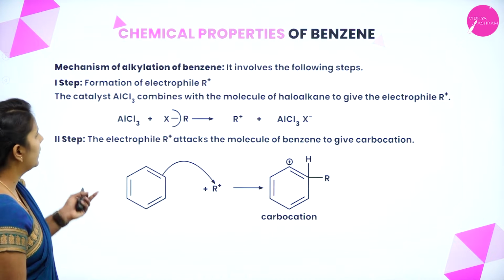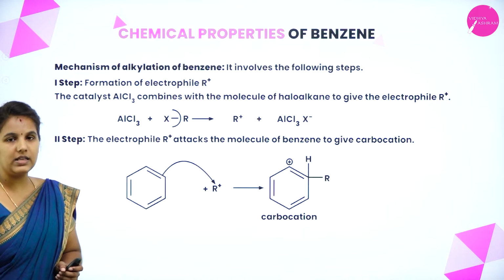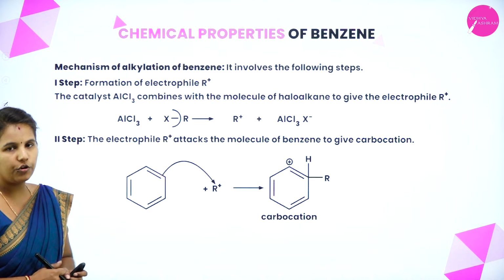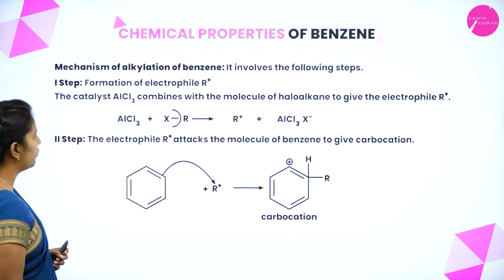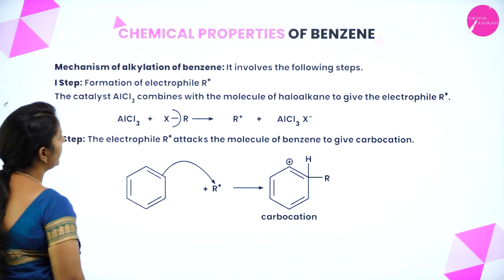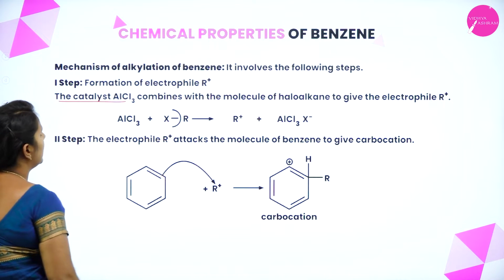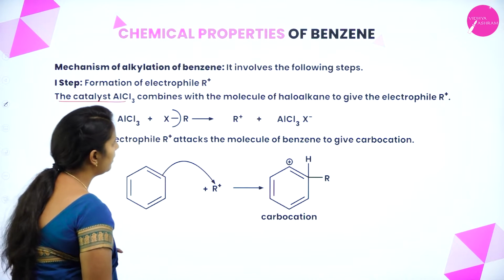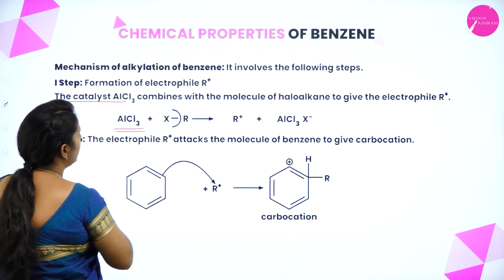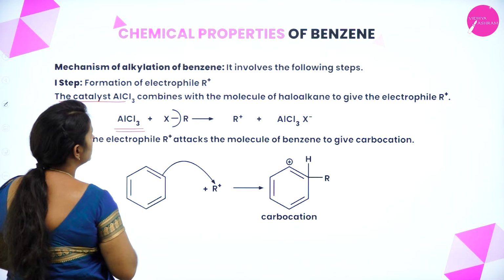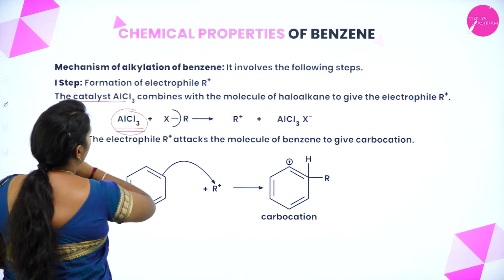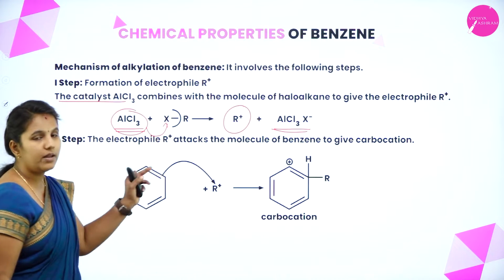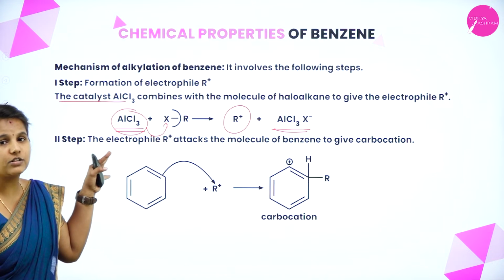So we'll see the mechanism so that you will easily understand how this alkylation takes place in the benzene ring. The first step is the formation of the electrophile. The electrophile can be easily formed by the catalyst, aluminium chloride, combining with one molecule of haloalkane. This is my catalyst. In the presence of haloalkane, this catalyst combines with the halogen and forms an intermediate complex where my alkyl group becomes the electrophile.